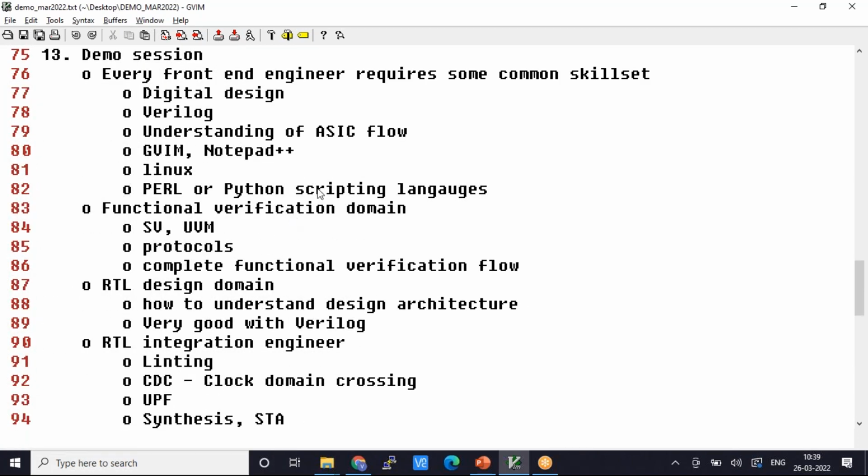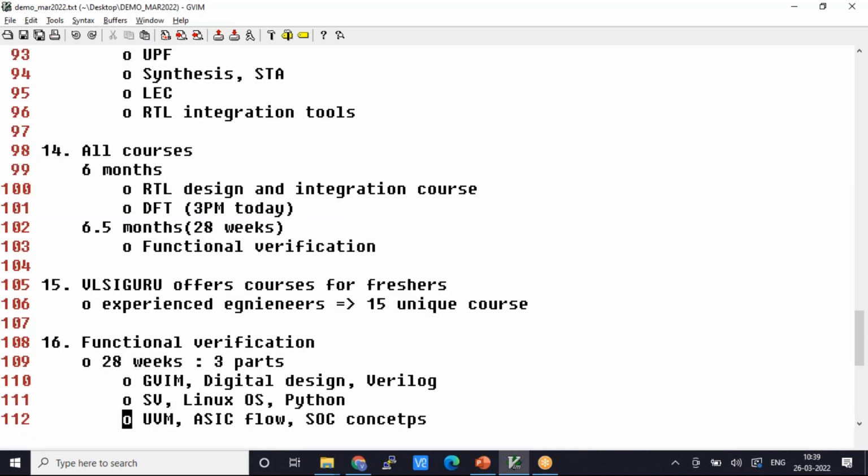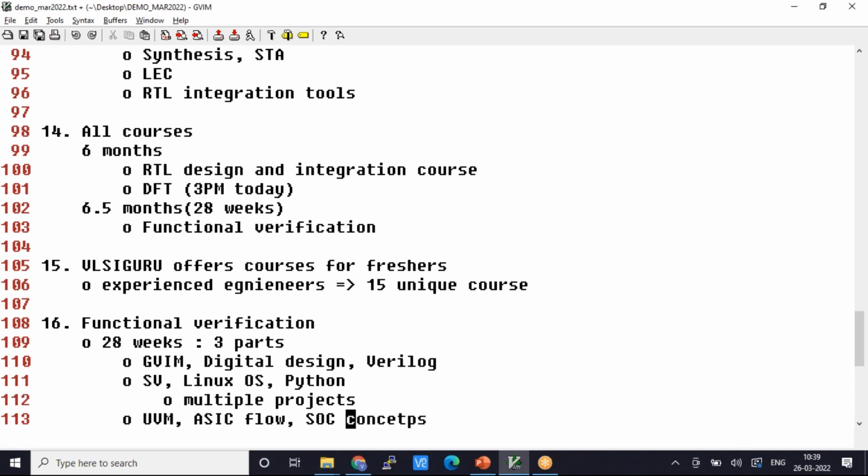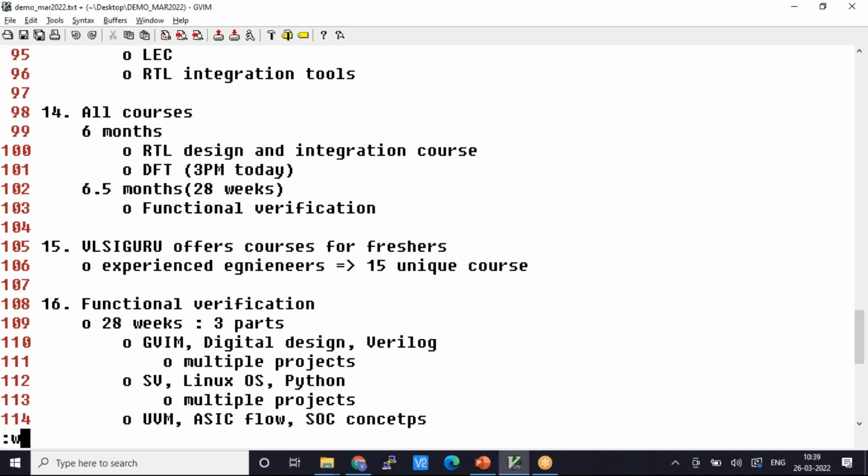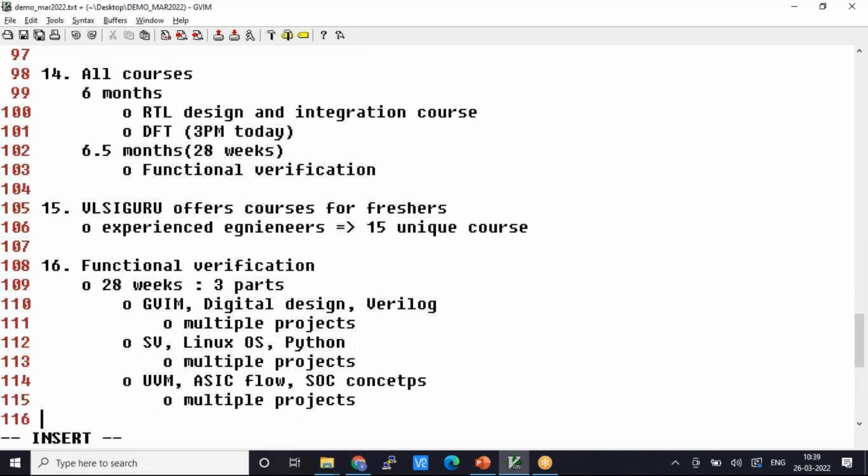You may be thinking you didn't talk about protocols, you didn't talk about the complete verification flow. They will be done here. In each of these stages, we'll be working on multiple projects.